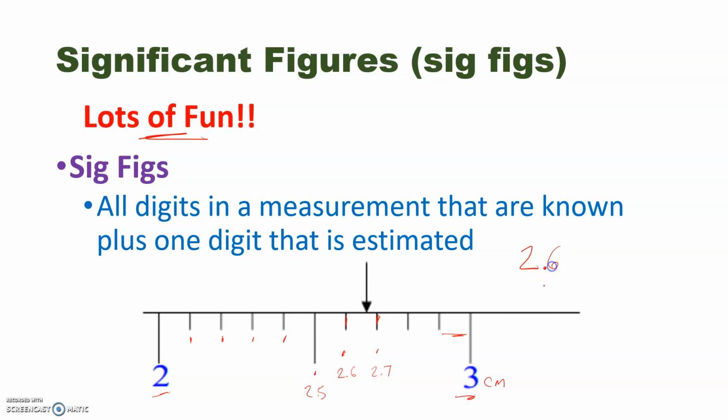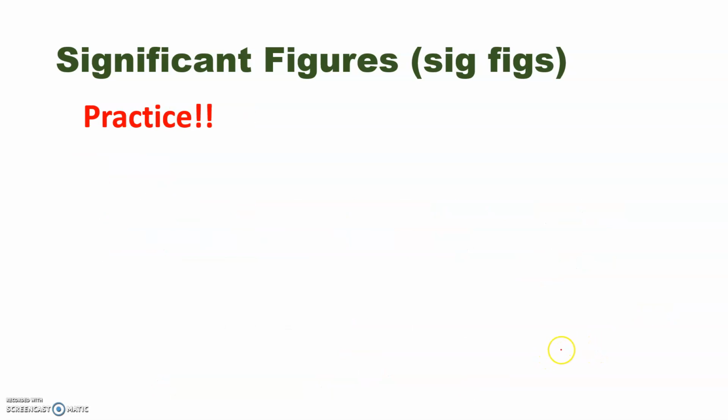So we know for certain that it's 2.6. But we can go further and say it's 2.6 something. So we're estimating how far it is past the 2.6. I might guess 2.67 centimeters. So what we mean when we say all digits in a measurement that are known, we knew 2.6 with certainty, plus 1 that is estimated, here's our estimated digit. Now when we look at this measurement, there's 1, 2, 3 sig figs, so we'd say there's 3 sig figs in this measurement.